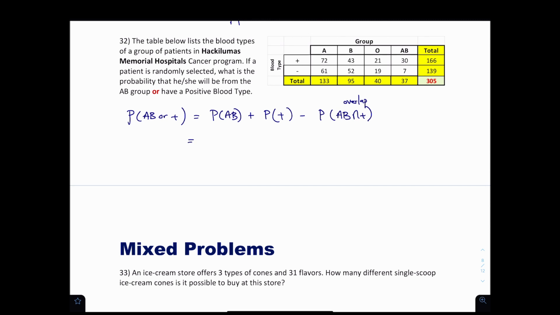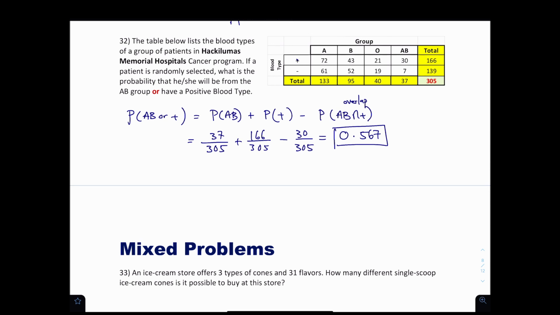The probability of getting an AB blood type is 37 out of 305. The probability of getting a positive blood type is 166 out of 305. Minus the probability of the overlap of AB and plus. This is AB and this is plus here, so that's the overlap. So it'll be minus 30 divided by 305. And that becomes 0.567. And that's the answer for number 32.